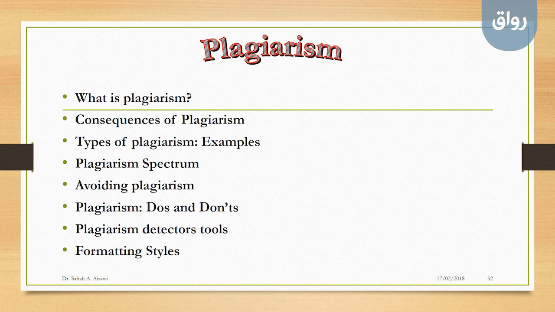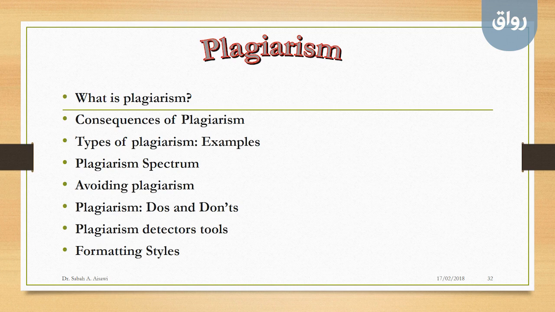So today, as I said, the whole lecture is going to be on plagiarism, which is something very important and a great issue in the field of research. So we will start by learning what is plagiarism, why people do it. Then we will look at consequences of plagiarism on the individual level and on the level of society, types of plagiarism, and we will give examples on the different types.